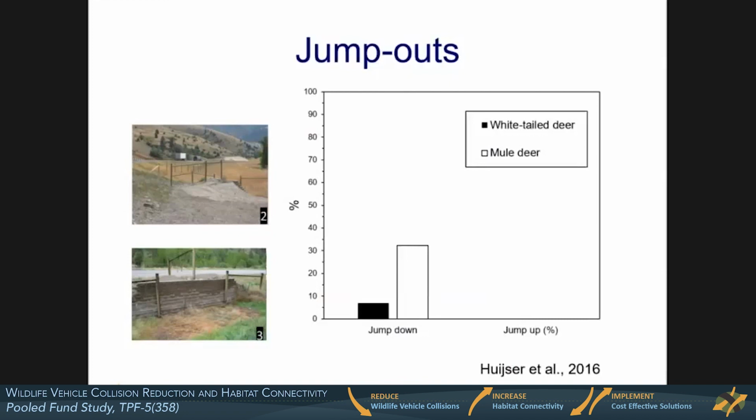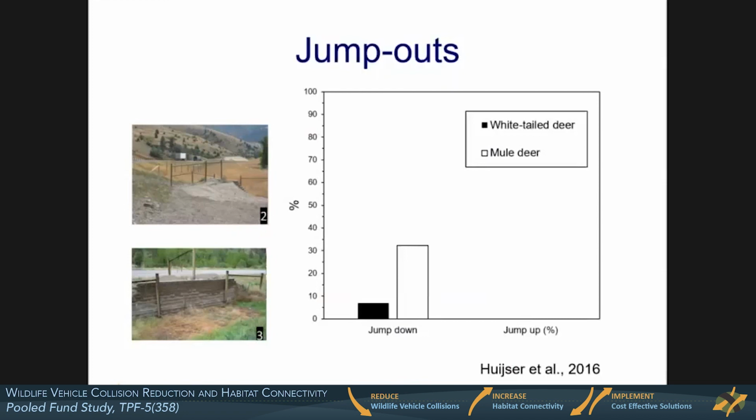Now, what we found by placing cameras in the past at 10 jump outs along Highway 93 North in Montana is that the use of these jump outs was actually quite low, very low for white-tailed deer, about 7%, and around 32% for mule deer. Now, the reason I put a scale up to 100% in this graph is, well, we want animals to jump down to the safe side of the fence. We want it to be at or near 100%. And by putting the scale in place, it shows you how poor the use is of these jump outs.